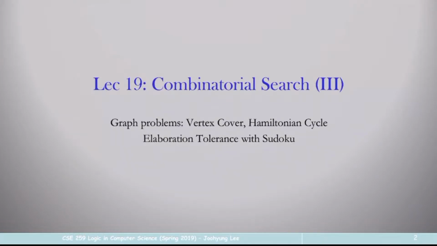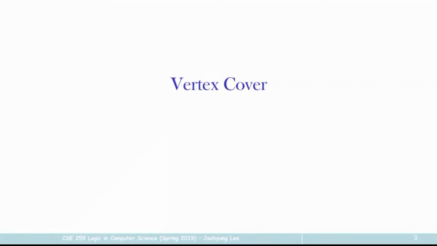We'll finish off the graph problems. There are 2 problems left in that part, and then we'll go into the Sudoku. So the next problem that I want to show you is the vertex cover problem.